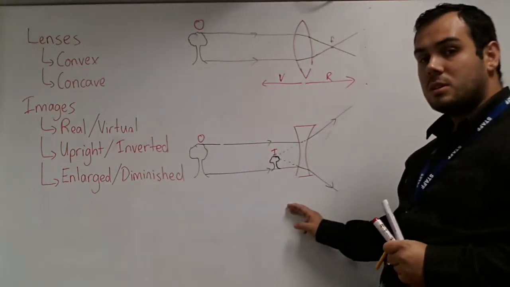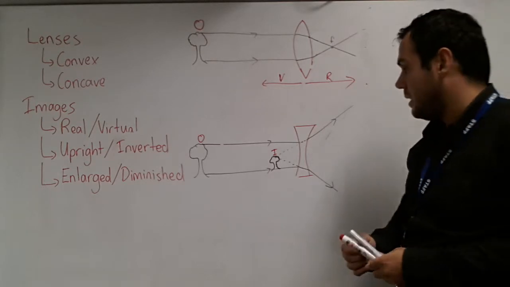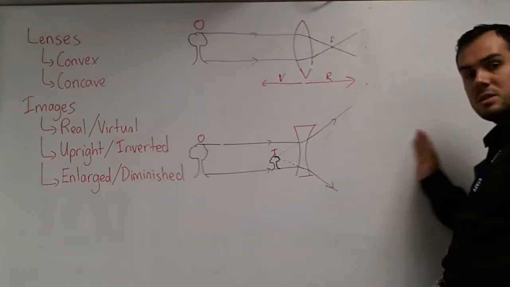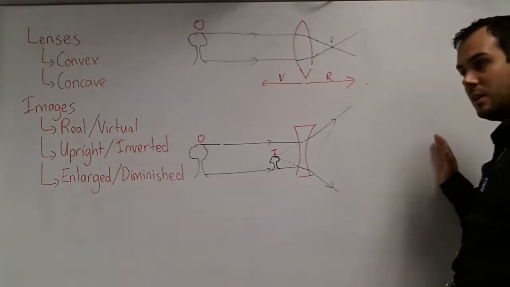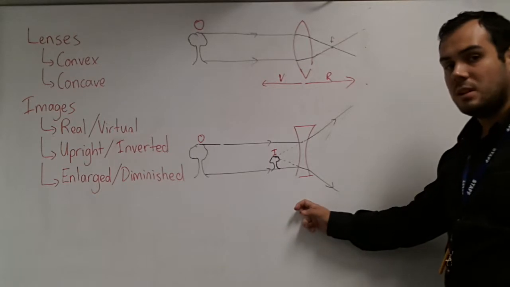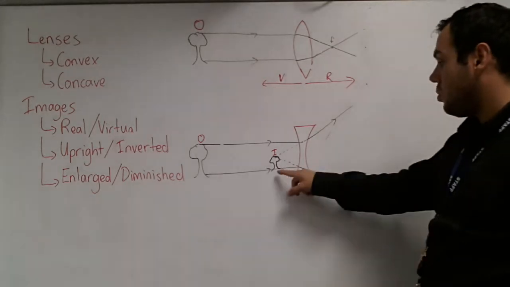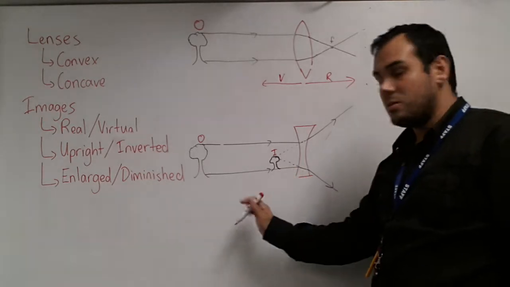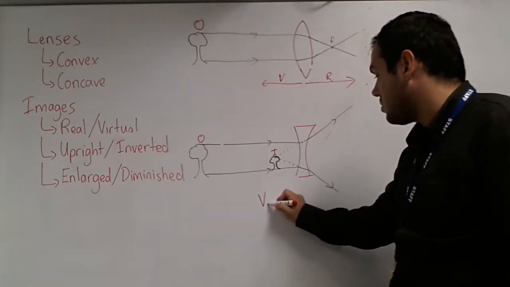Because it's easier with the concave, I'll start with the concave lens. So if you're standing here or here or here or here, wherever you're standing, however far away, however distant you're standing from the concave lens, it really doesn't matter. Your image is always going to be on which side of the lens? It's going to be on the virtual side. So your image is going to be virtual.